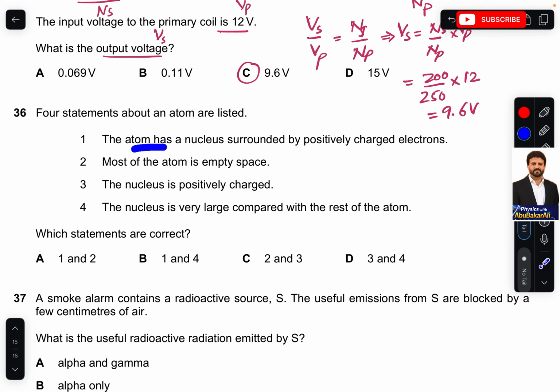Question 36. Four statements about an atom are listed. The atom has a nucleus surrounded by positively charged electrons. That is wrong. Most of the atom is empty space. Yes. The nucleus is positively charged. Yes. The nucleus is very large compared to the rest of the atom. No. So options 1 and 2 are correct. Okay, sorry, 2 and 3 are correct. C.